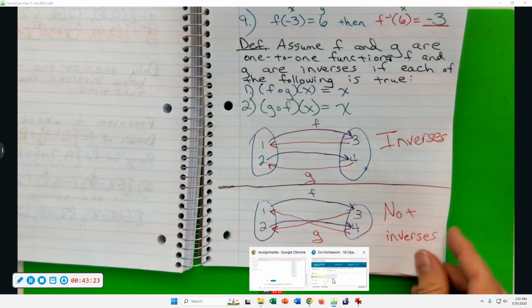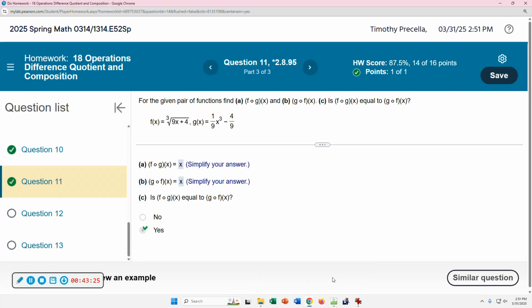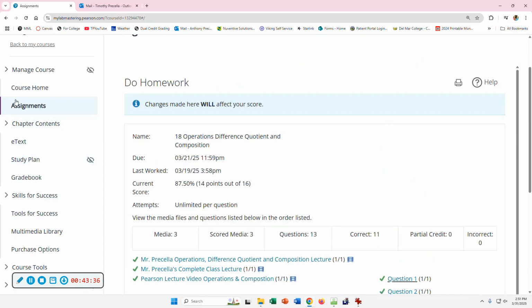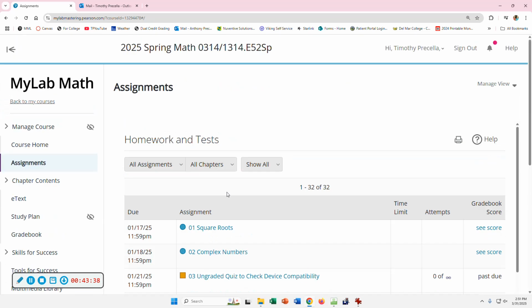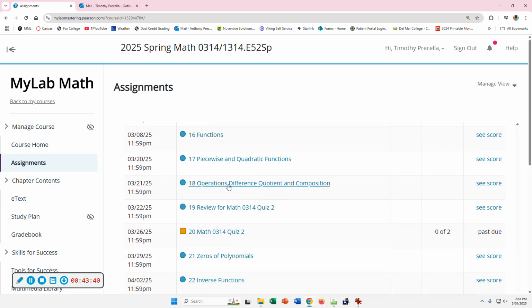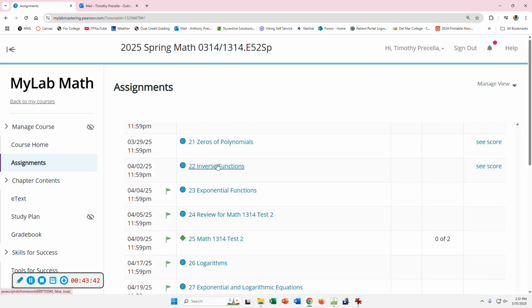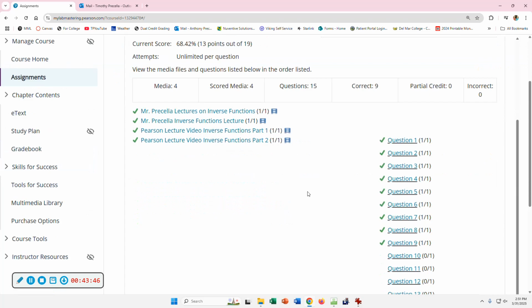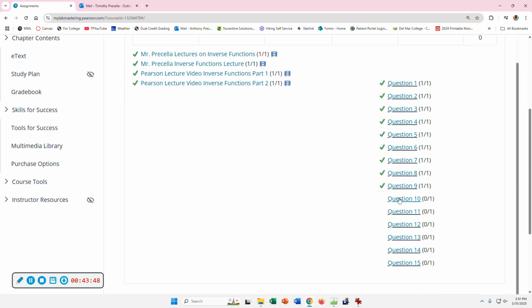Okay. Let's look at number 10. They give us two functions. Oh, wait. I got to get out of here and go back. Yeah, that's right. This is number 10. I'll go back to the new assignment. Inverse functions.